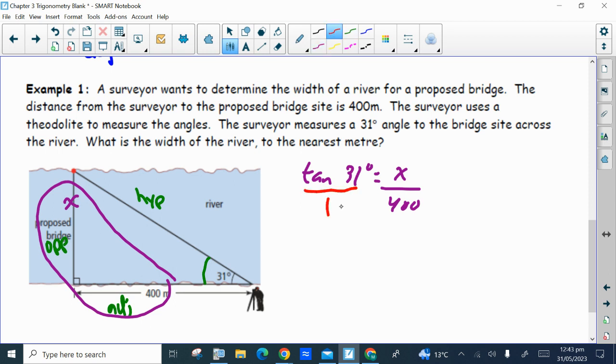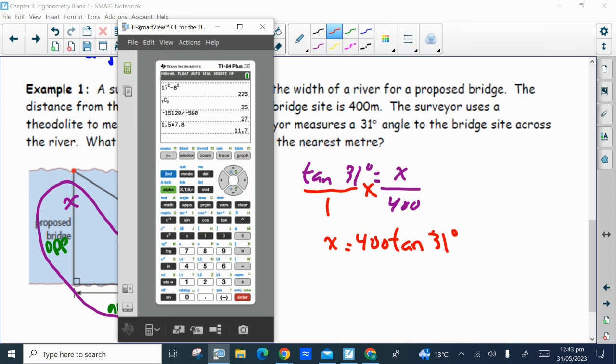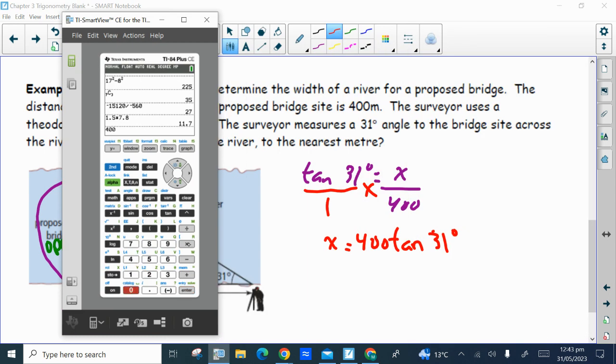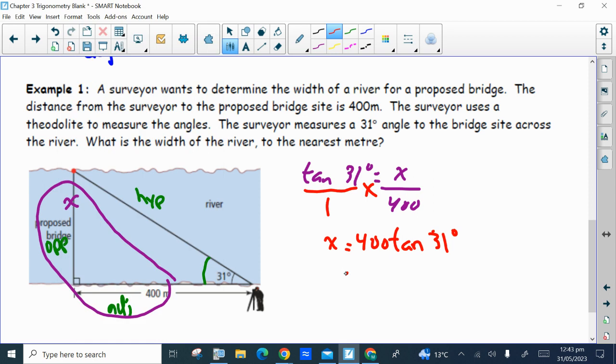We'll make the left side a fraction so we can cross multiply. 1 times x will equal 400 times the tan of 31 degrees. So we go to our calculator. 400 times, now I guess we should make sure we're in the right mode, and I'm in degree mode, so we can finish this off. 400 times the tan of 31, there's the width of the river. 240 to the nearest meter would be 240 meters.